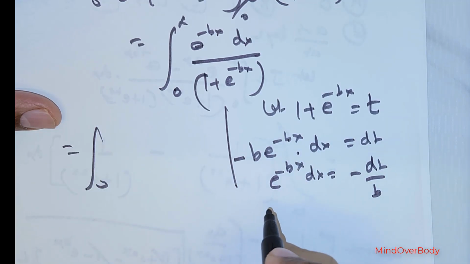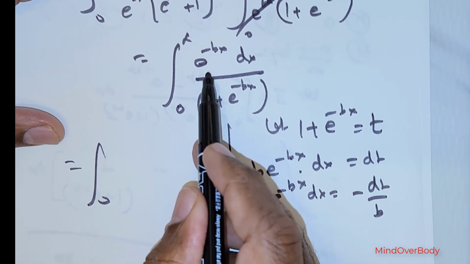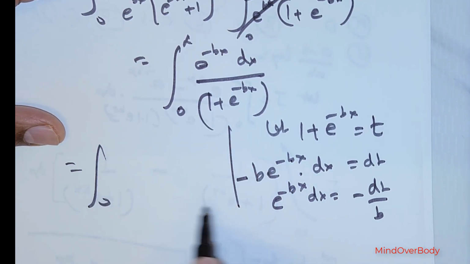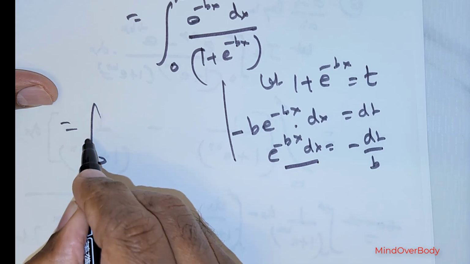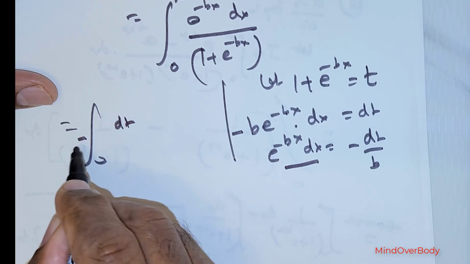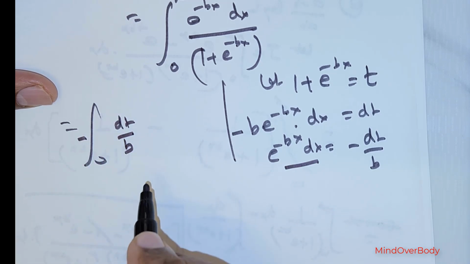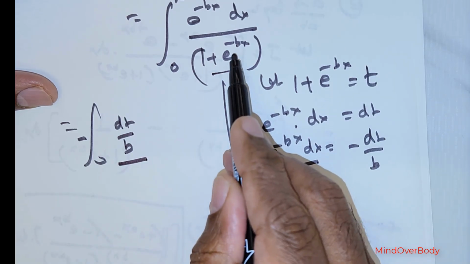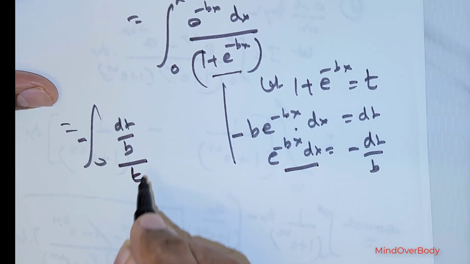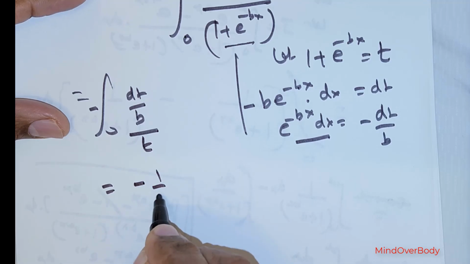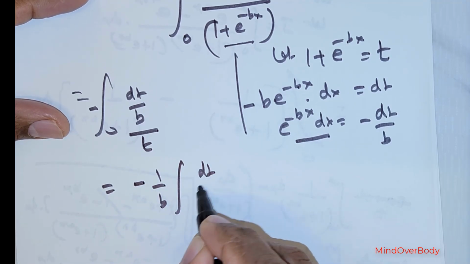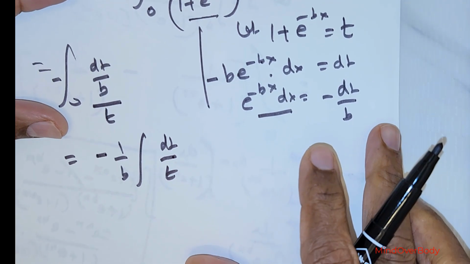I'll come back to the limits within a minute. So in place of e raised to the power of negative bx times dx, you have negative dt over b, divided by t, where t is 1 plus e raised to the power of negative bx. So this is equal to negative 1 over b integral dt over t.